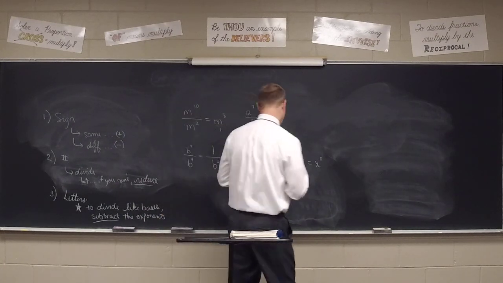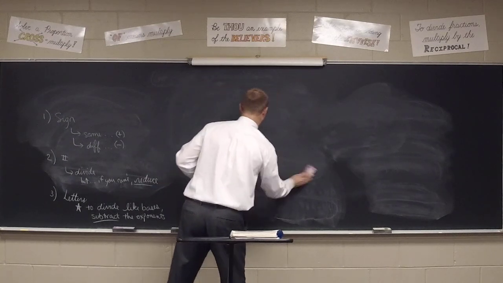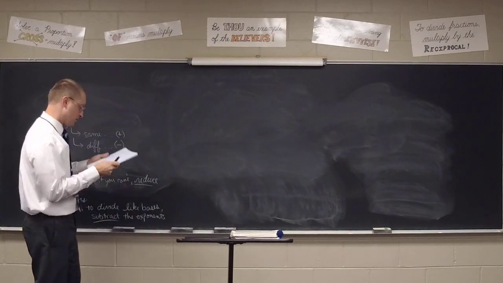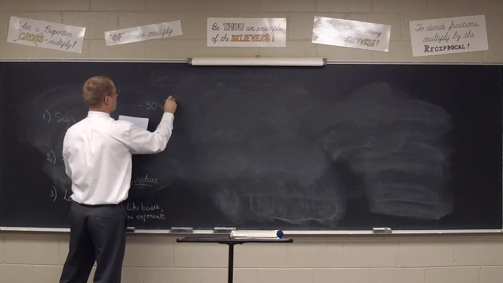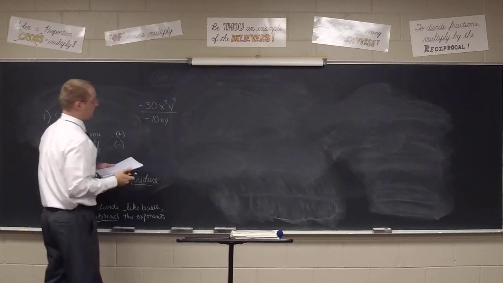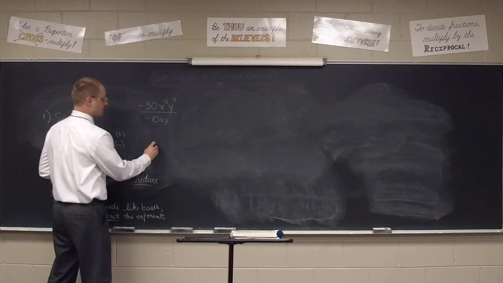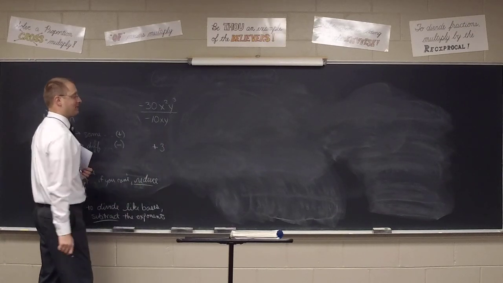Let's go through the whole process with the sign, number, letter thing. I was just showing you the letters, how it works to subtract the exponents when you divide like bases. Write this down. Negative 30 x squared y cubed divided by negative 10 xy. Sign, number, letter. What's my sign going to be, class? Positive, because the signs are the same. What's the number going to be? 3, because 30 divided by 10 is 3.